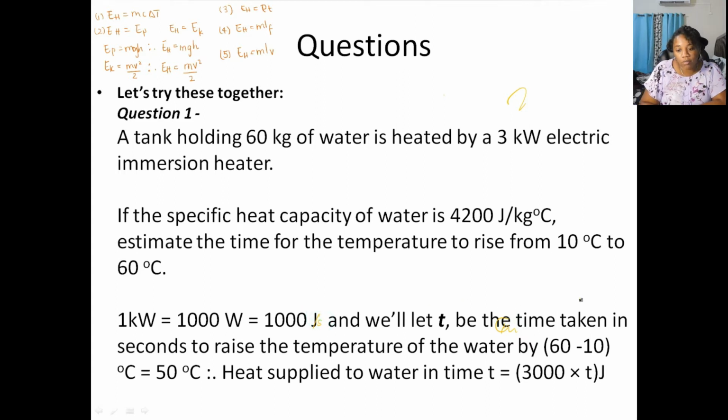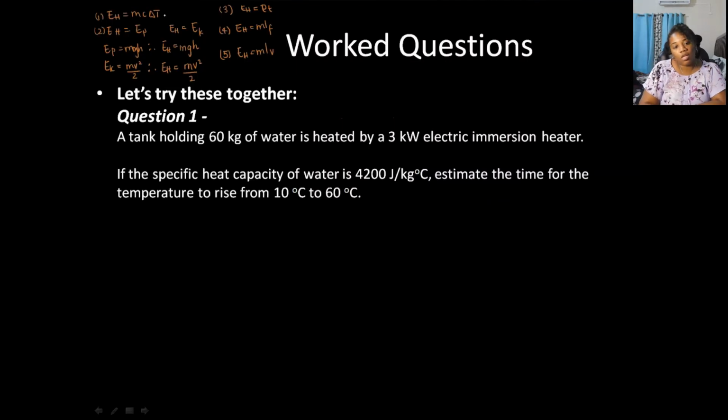And we let T be the time taken in seconds to raise the temperature of the water by 60 minus 10 degrees Celsius, which is 50 degrees Celsius. Therefore, heat supplied to water in time T will be equal to something. Alright, so that was a mouthful. Now, in the spare time, pause this part of the video and please write down all 5 equations. They're also here, so you should write them down.